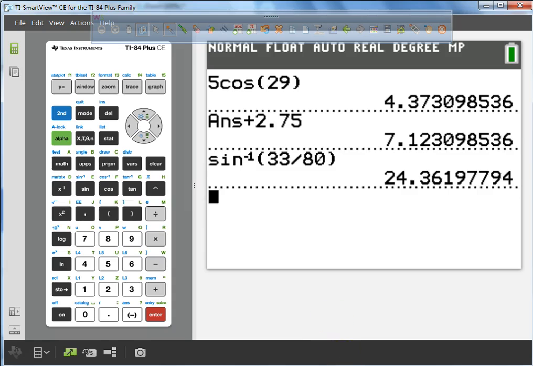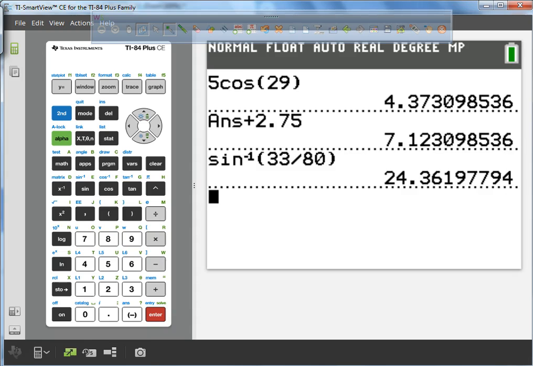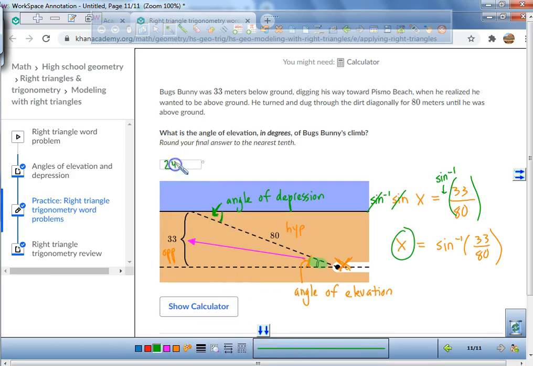Students ask, why does it have to be the inverse? Well, here's the point of the inverse. I can't divide both sides by sine, but I can multiply both sides by what's known as its inverse. So these cancel out. Whatever I do to one side, I have to do to the other side. So that's what the inverse button is for, so that I can cancel out these and just get my angle. So that's why I had to put the inverse of sine. So, nearest tenth, 24.4. That's what I'm going to type in here. 24.4.